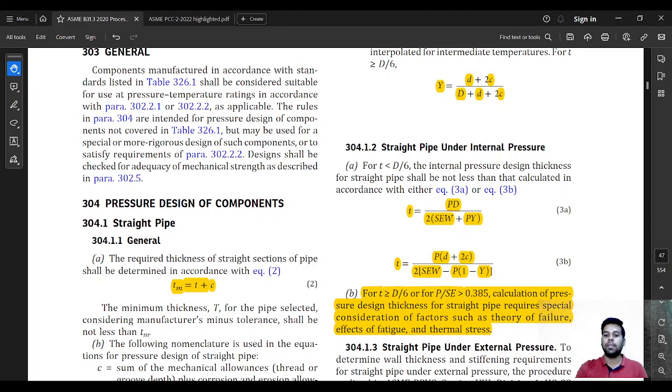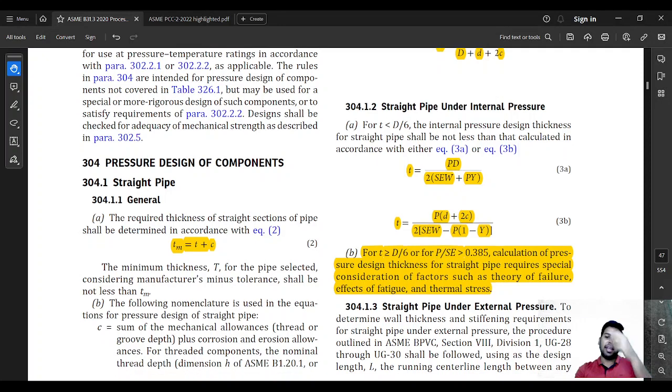Okay. Same thing here. There is a variation on this formula. Both these formulas are known as Boardman's formula. For t greater than or equal to D by 6, or for P divided by SE greater than 0.385, the calculation of the pressure design thickness for straight piping requires special consideration of factors such as theory of failure, effects of fatigue, and thermal stresses. So you have to use this.